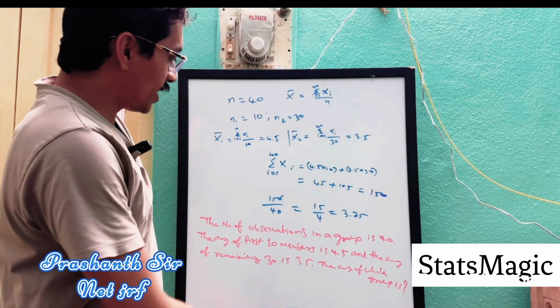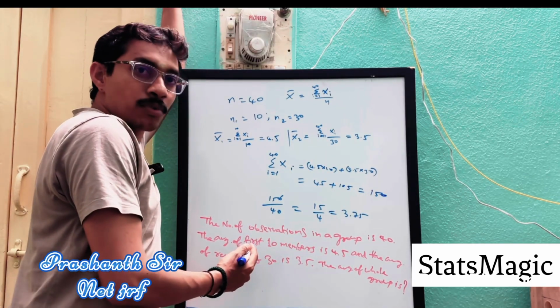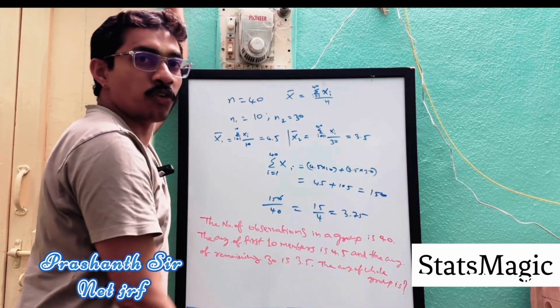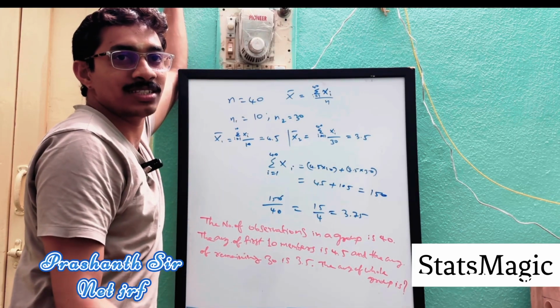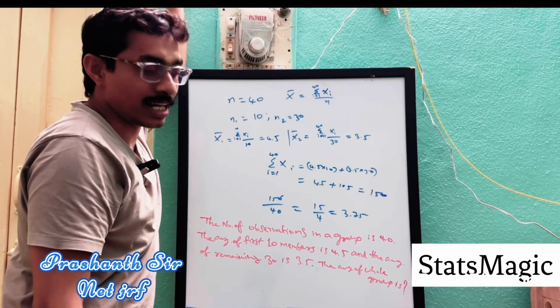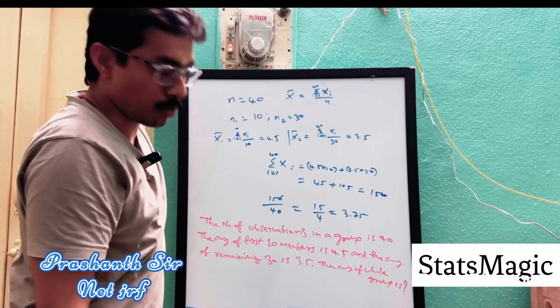Yes, so here is the problem. The number of observations in a group is 40. So the total number of observations in a group is 40. This is a statistics-related problem, an arithmetic mean problem.